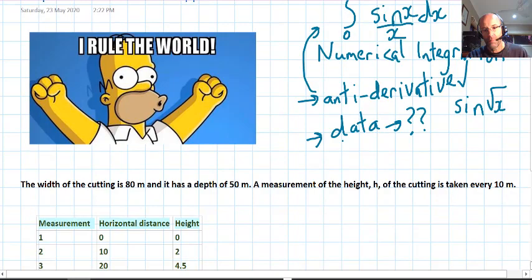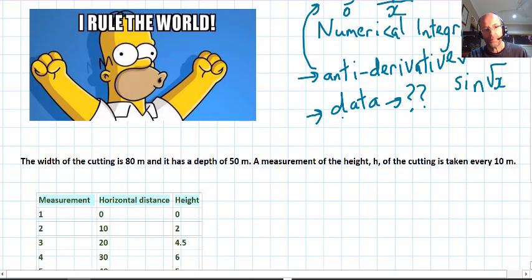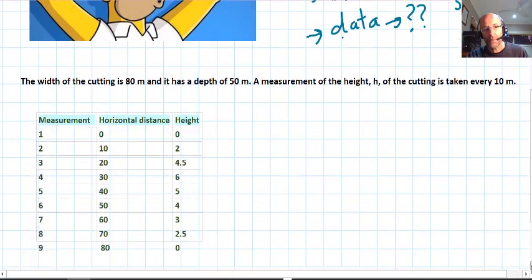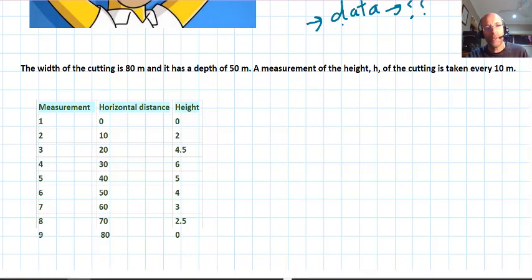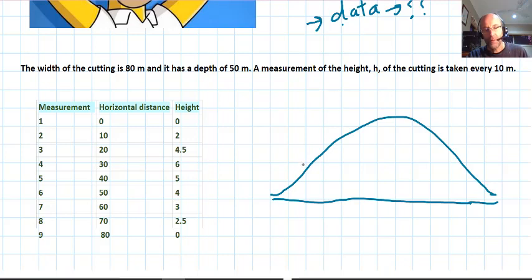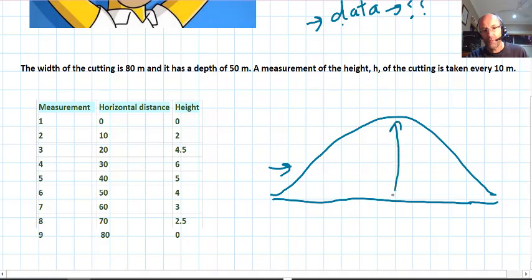I alluded to this in the previous video briefly. The width of a cutting is 80 meters and it has a depth of 50 meters. A measurement of height h of the cutting is taken every 10 meters. So this might be for a road cutting. This might have been a hill, and they've cut straight through and created a profile like this, and at each measurement a height h is taken. And this one is 80 meters long.